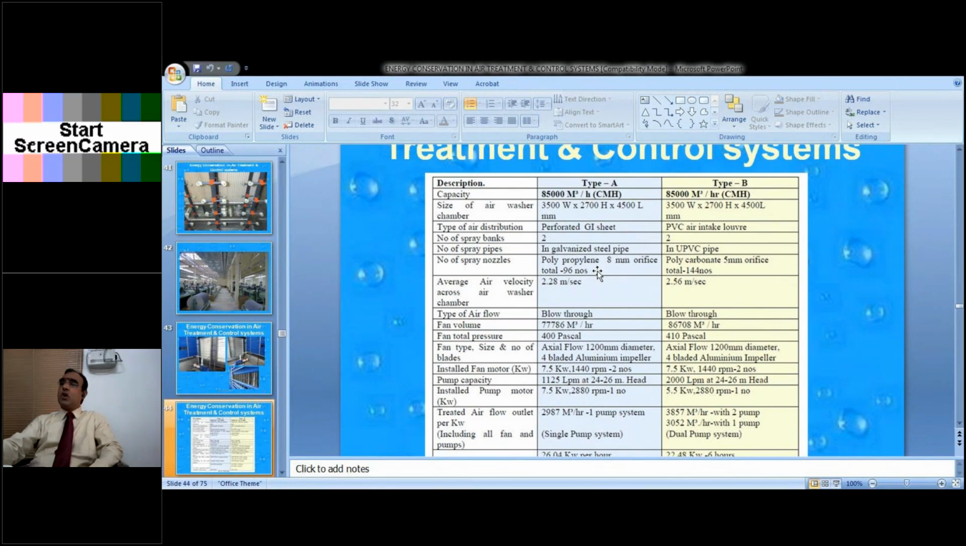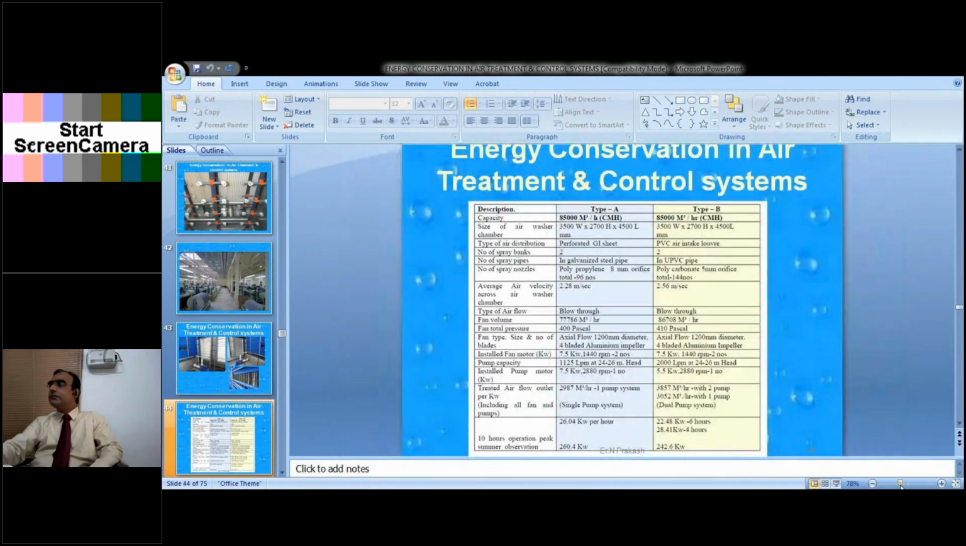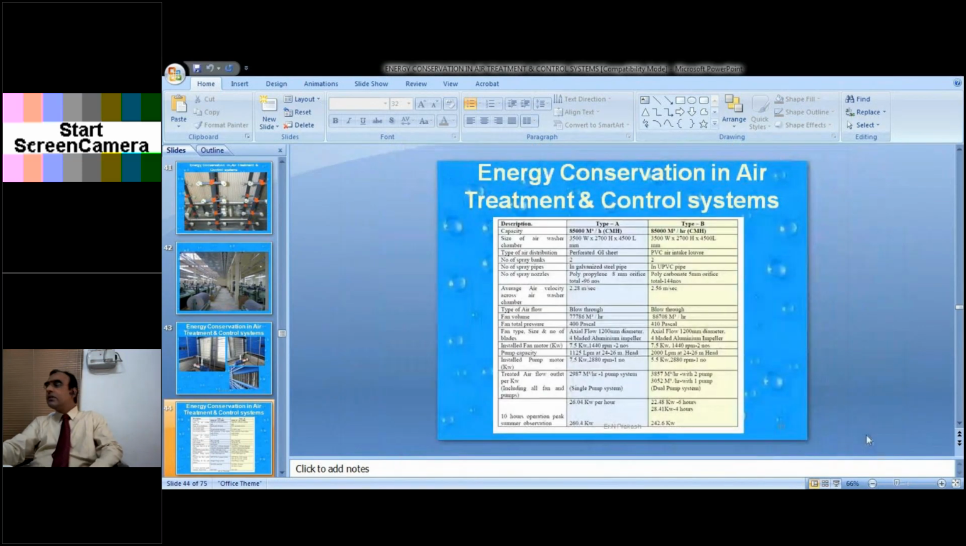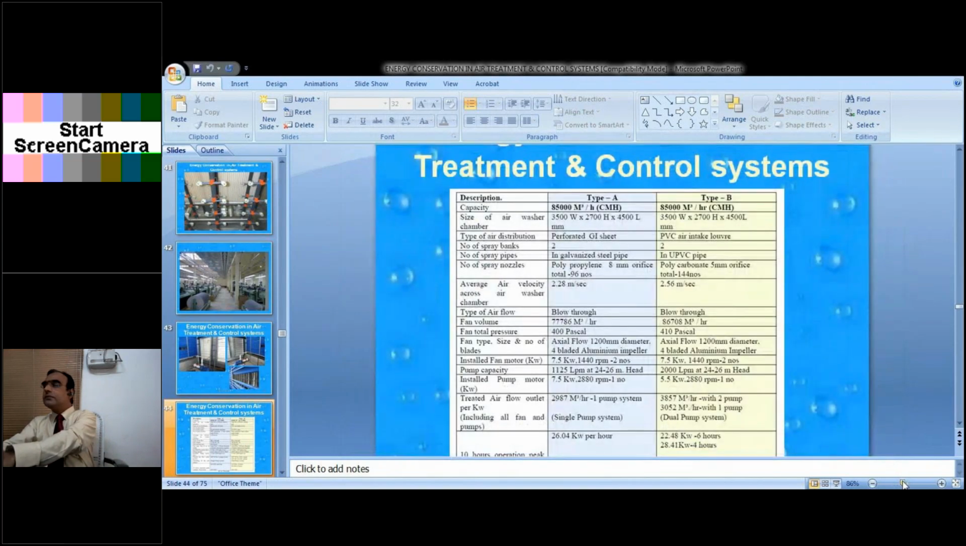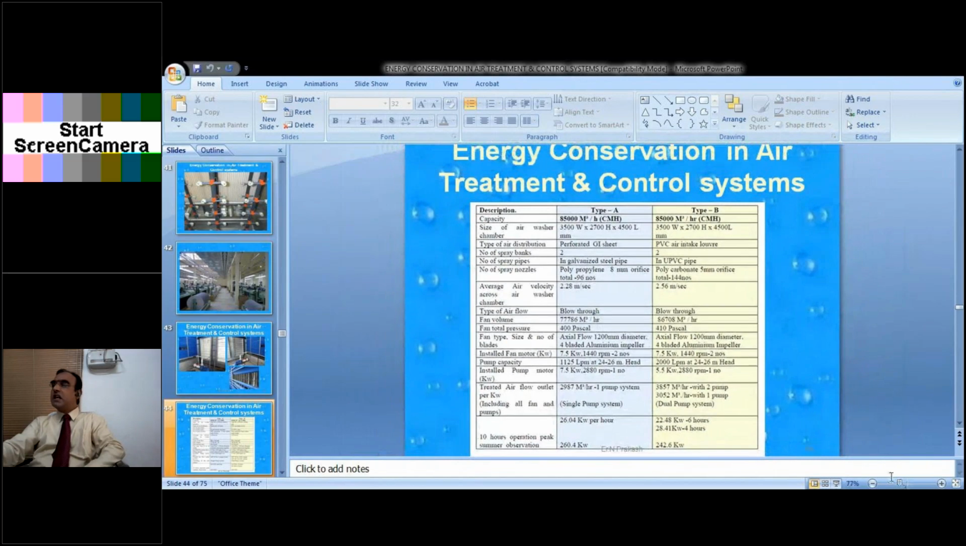The PP nozzles were 8 mm, and 96 nozzles were there. We changed the single pump system to a dual pump system. With the single pump, it was working fully, and when the RH was reached, it would stop and then switch on again. So for flexibility of operation, we changed that into a two-bank independent spray pump system.